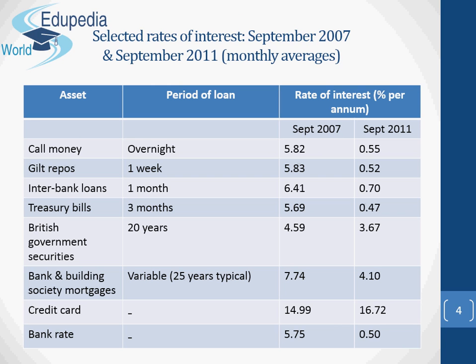In practice, there is no one single rate of interest. Different assets have different rates of interest. This table gives examples of the rates of interest on various assets in the United Kingdom in September 2007 and September 2011.